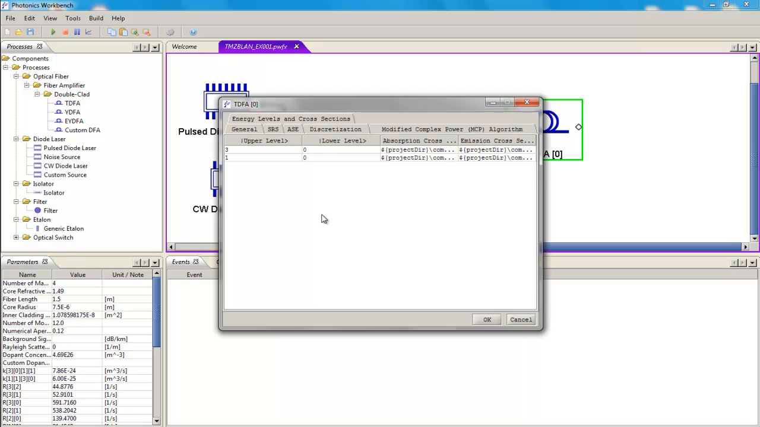Looking closer at the first line in the table, the first column identifies the upper energy level of 3. The second column is the lower energy level, 0, which we can call ground. The corresponding absorption and emission cross sections for any wavelength, whether said wavelength belongs to the pump signal, seed signal, ASE, or SRS signals, is identified in the third and fourth columns.